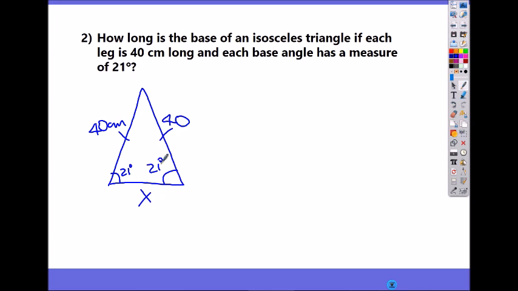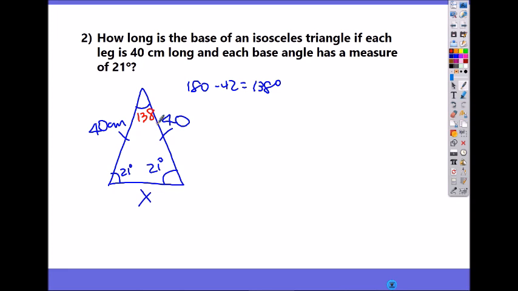So what would you do? Find the corresponding angle to x, which is 180 minus 42, which is 138. So this is 138. So here you can use law of sine and law of cosine because you have a matching side and angle for law of sine. And you also have side, angle, side, so you can also use law of cosine.